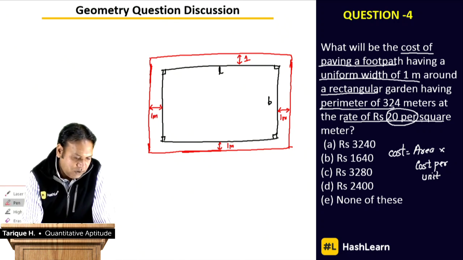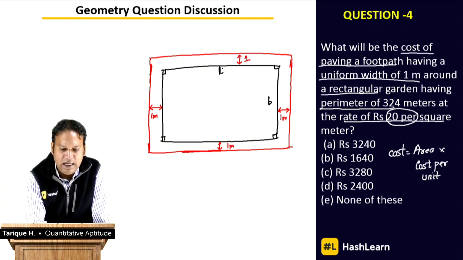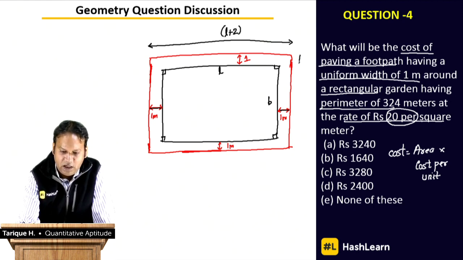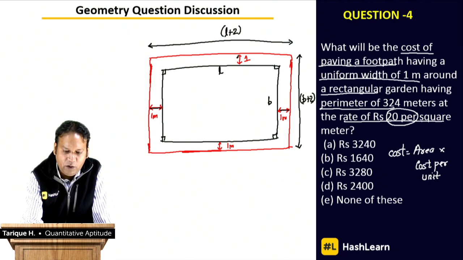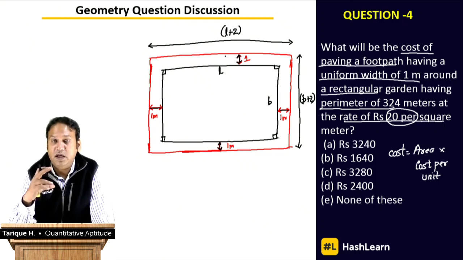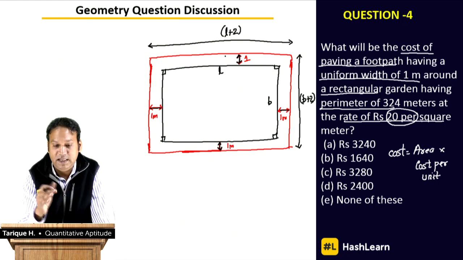So now the length is L. The outer length, this entire thing, will be equal to how much? We have 1 meter on the left hand side, 1 meter on the right hand side. So the outer length will be L plus 2. And if you look at the breadth here, the outer breadth is equal to B plus 2. Now why B plus 2? Because we have 1 meter on the top and 1 meter below, right? So 1 plus 1, 2. So the outer breadth is B plus 2 and the outer length is L plus 2.